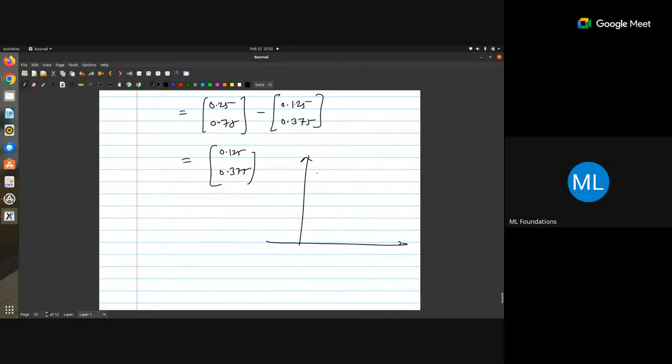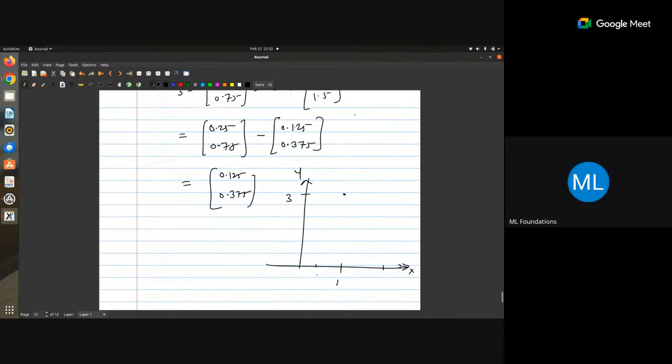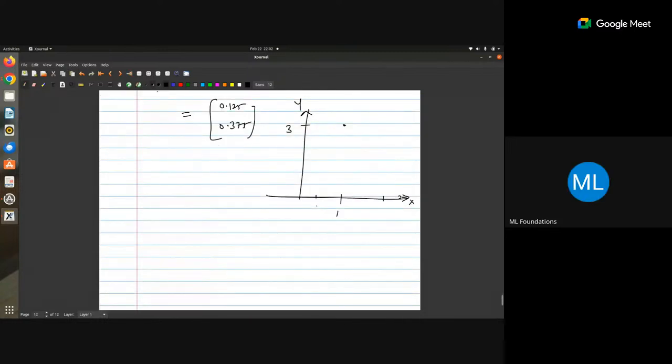So you just see. Initially, let's try x and y. Where was I initially? (1, 3). Suppose I was here. After the first iteration, where did I go? (0.5, 1.5). So suppose half of it is 0.5, and half of it is here somewhere. Then after that, again half of it, (0.25, 0.75), somewhere here, right? And after that, now I'm reaching (0.125, 0.375), like half of it.